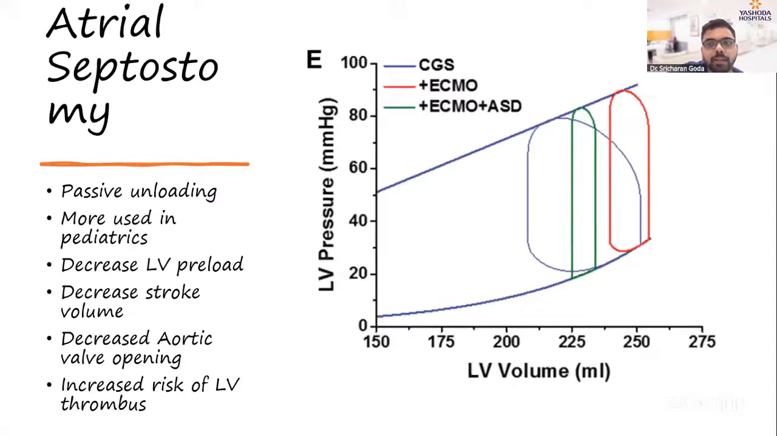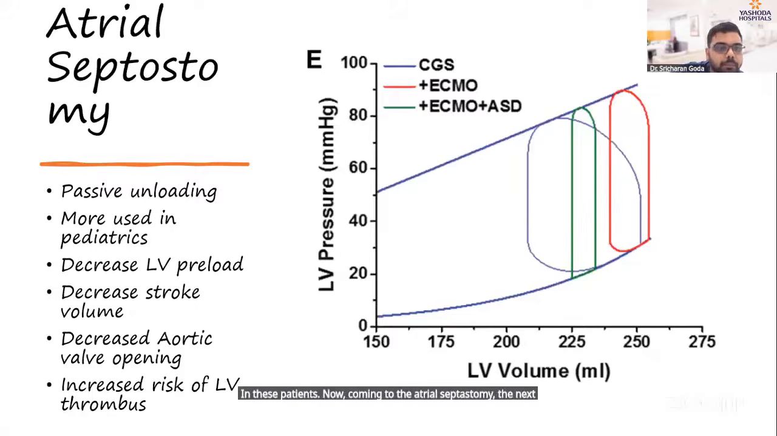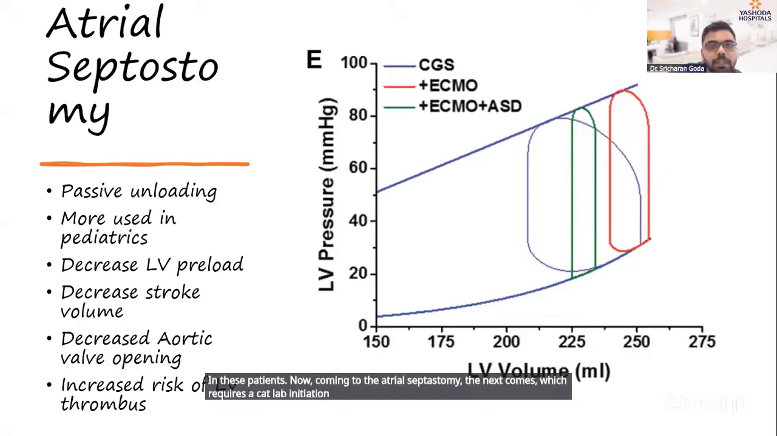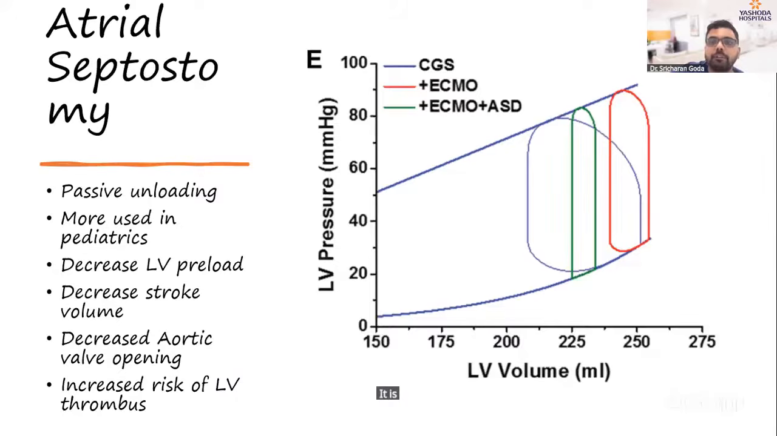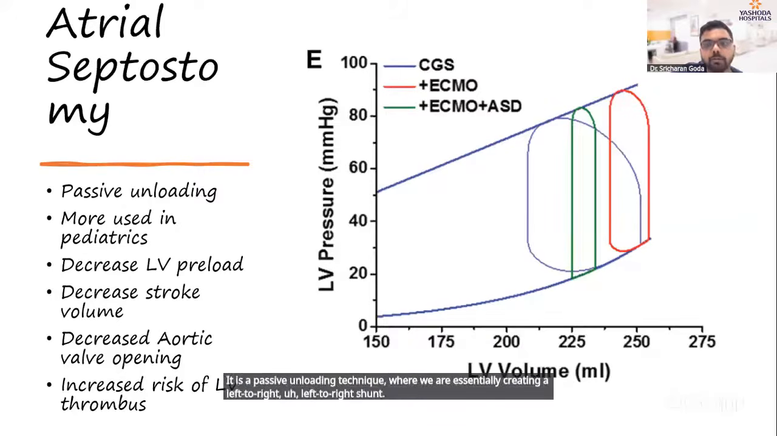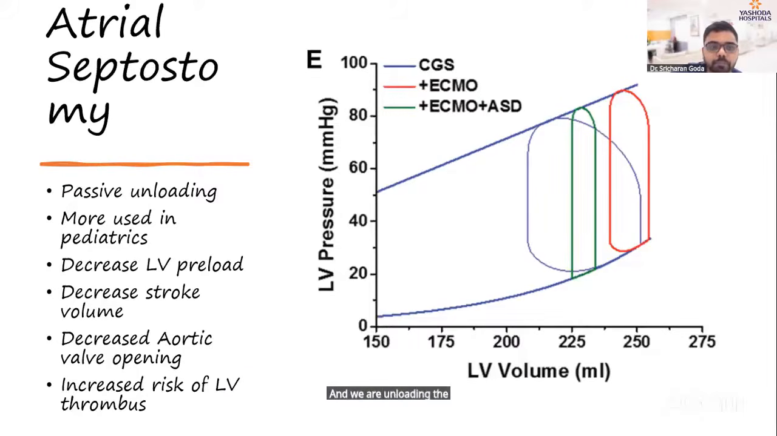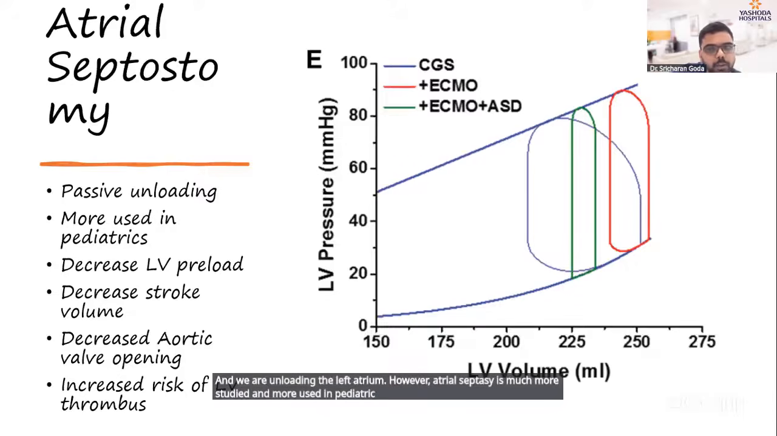Now coming to the atrial septostomy, which requires a cath lab initiation. Atrial septostomy is essentially going from the femoral veins into the right atrium and doing a blade septostomy or a balloon septostomy. It is a passive unloading technique where we are creating a left to right shunt and unloading the left atrium. However, atrial septostomy is much more studied and more used in pediatric populations. Its use in adults is not as well studied.